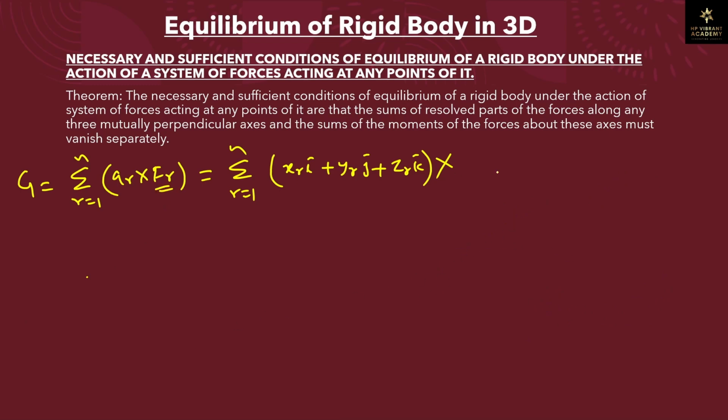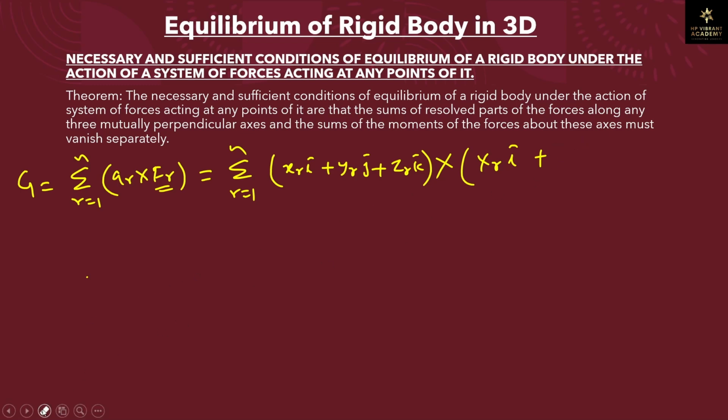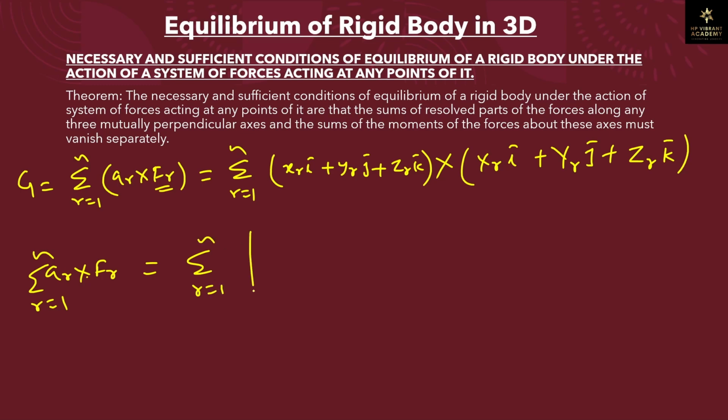With FR we can write XR I cap plus YR J cap plus ZR K cap, where these are capital XR, capital YR and capital ZR. Okay, so let us take the cross product. So we have the summation over R from 1 to N of AR cross FR. Let us take the cross product.